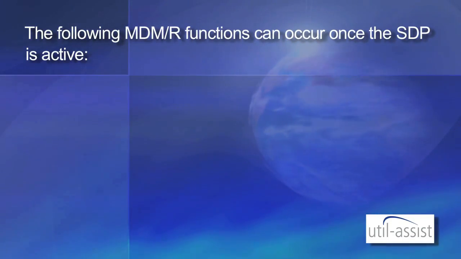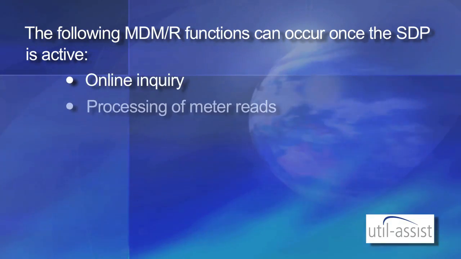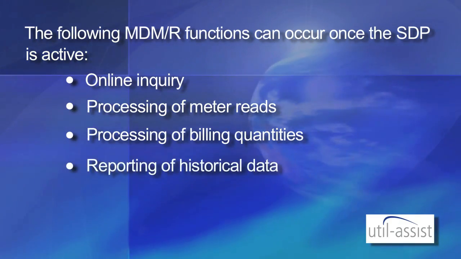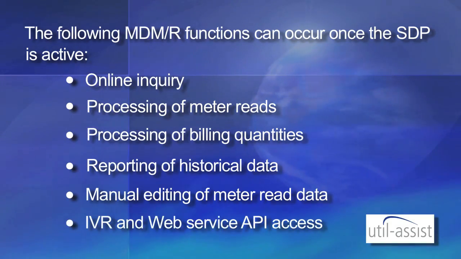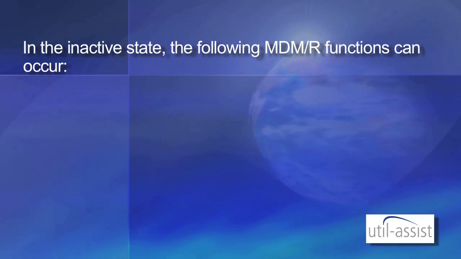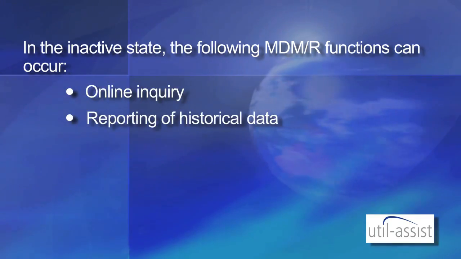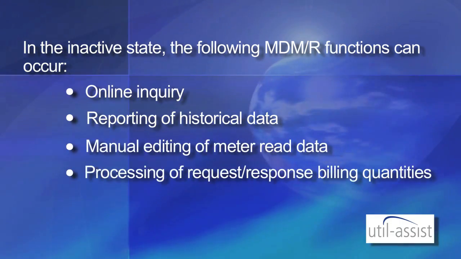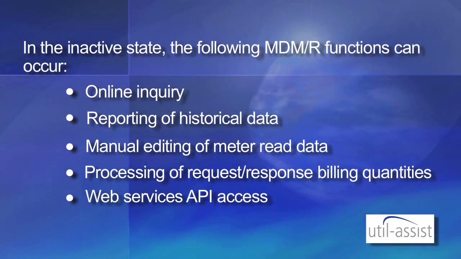The following MDMR functions can occur once the SDP is active: online inquiry, processing of meter reads, processing of billing quantities, reporting of historical data, manual editing of meter read data, IVR and web service API access. In the inactive state, the following MDMR functions can occur: online inquiry, reporting of historical data, manual editing of meter read data, processing of request response billing quantities, and web service API access.